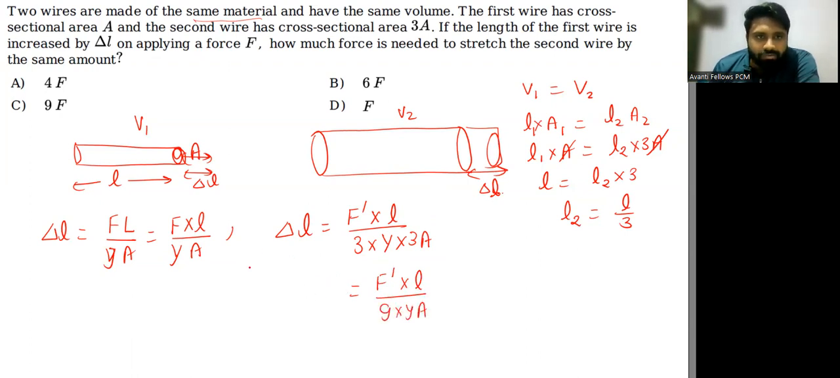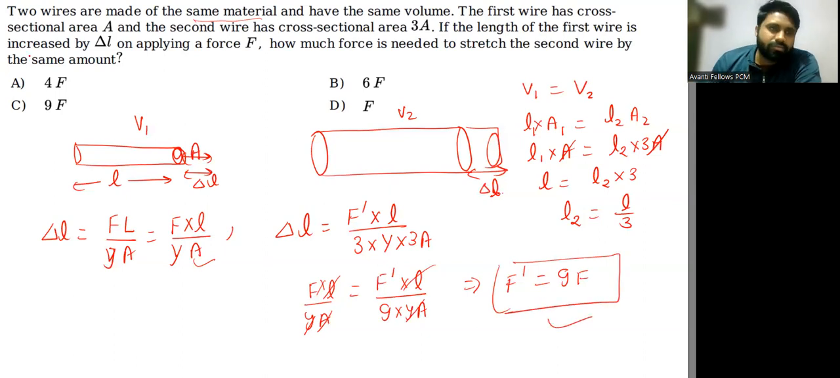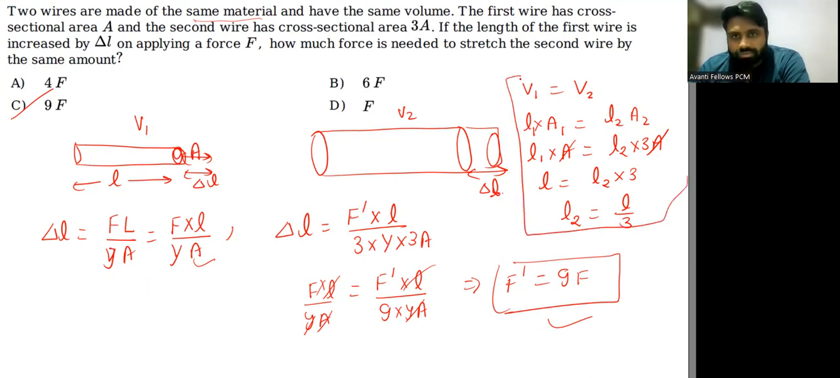You need to put the value of delta L from this equation, which is FL over YA. You can cancel this L and this YA. So from here you can say that F dash is nothing but 9 times F. Option C is the correct option. In this question, you have to give more importance to the statement: same material and same volume.